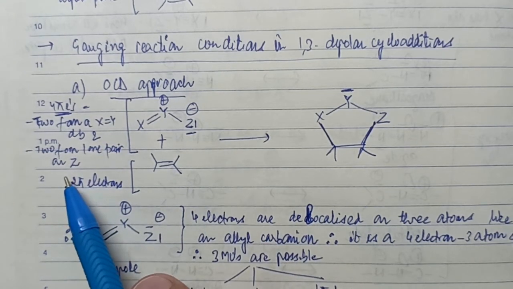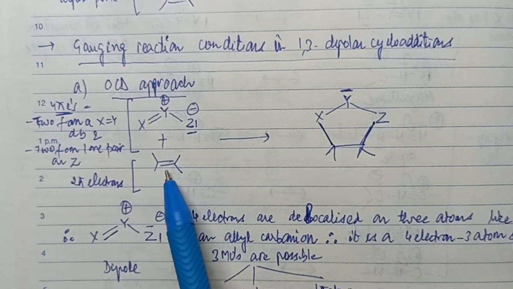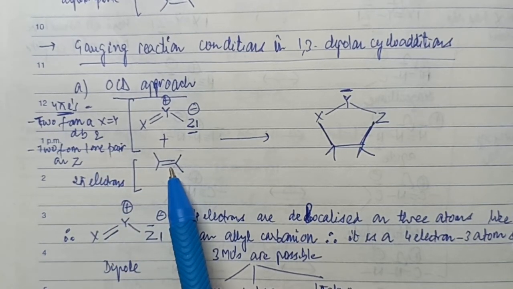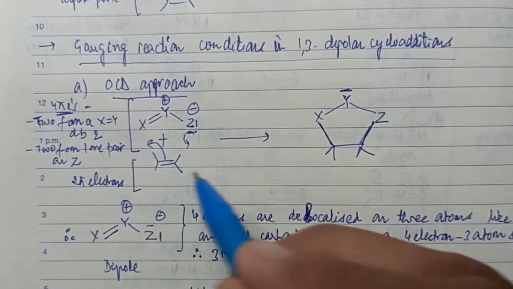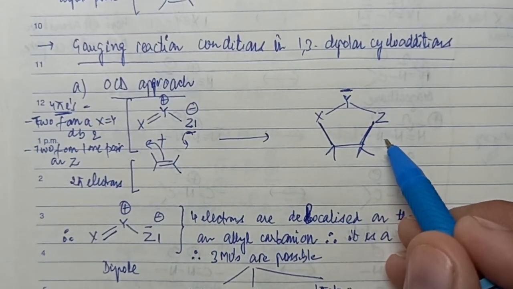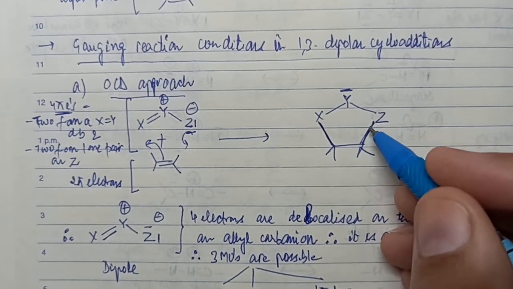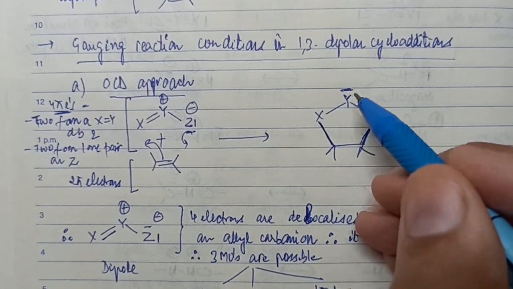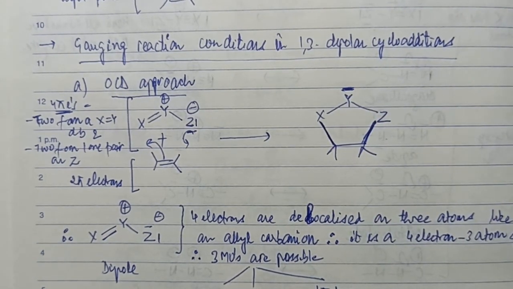Second component is a dipolarophile. Now the dipolarophile is contributing 2 pi electrons. It has only one double bond, therefore it is contributing only 2 pi electrons. The result is the formation of the 5-membered compound. And what are the new bonds which are formed here? One sigma bond is this, which is newly formed, one sigma bond is this, which is newly formed, and one lone pair is formed here in this particular cycloaddition reaction.